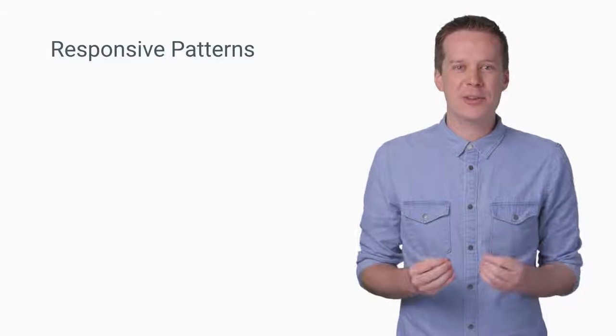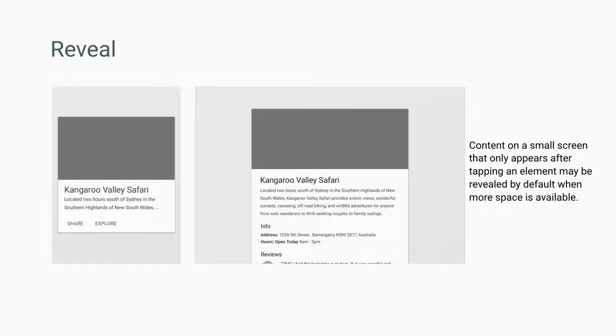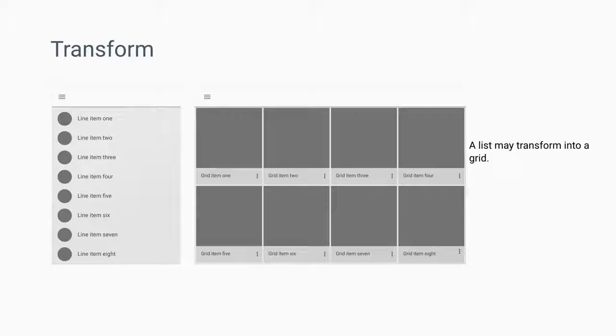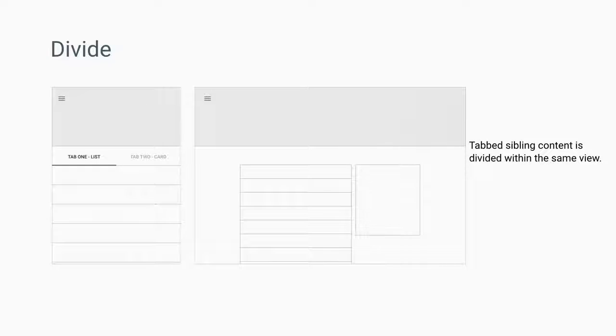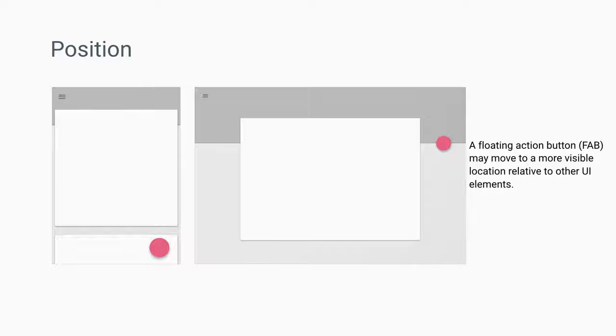There are a number of common patterns you might consider when building that responsive UI, such as revealing previously hidden content as the screen size grows, transforming your navigation pattern or switching from a list to a grid, dividing your screen into multiple sections side by side, reflowing specific elements, expanding the size or margins of individual elements, or even changing the position of specific elements like a floating action button.